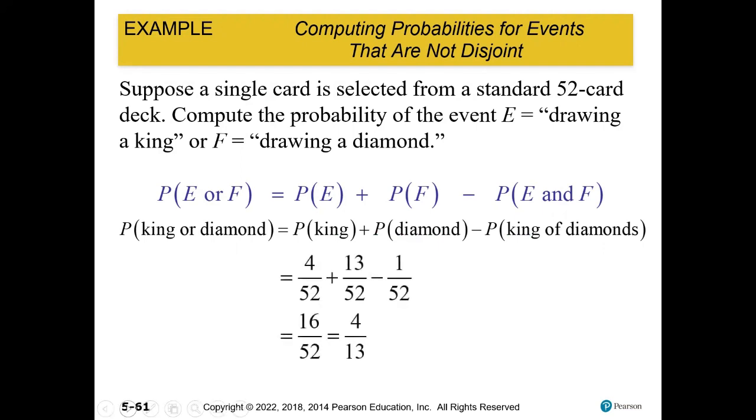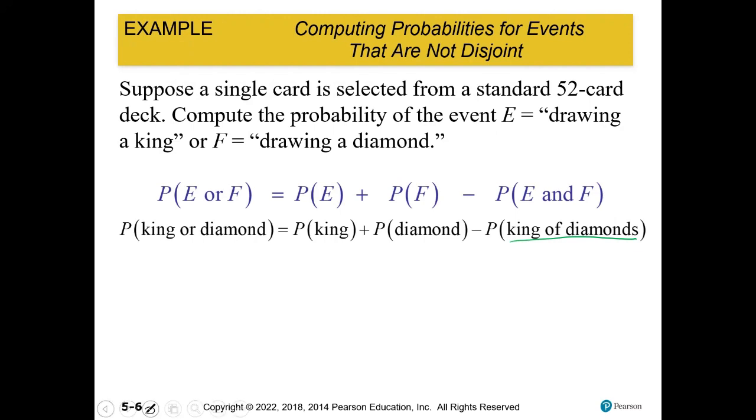We know we have four kings out of the deck. Now, I know we didn't do this one yet, but if we were to pull up an image of the deck of cards, you would see that there are four suits, spades, hearts, clubs, and diamonds. Four suits, each one having 13. So there are 13 clubs, 13 hearts, 13 spades, and 13 diamonds. So that is where this value comes from. And then there is one card that is the king of diamonds, which I'm going to take out. I should end up with 16 out of 52 or 4 out of 13.